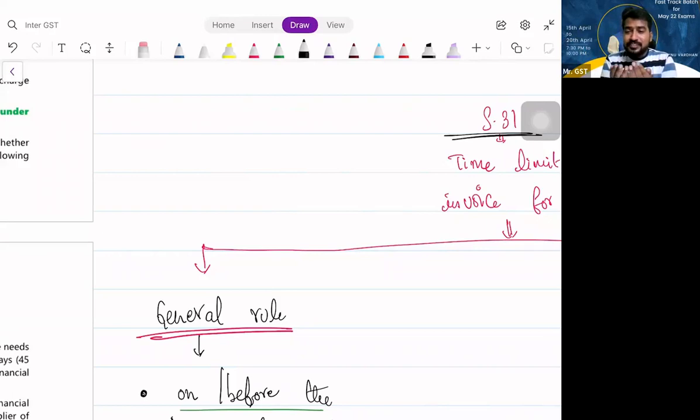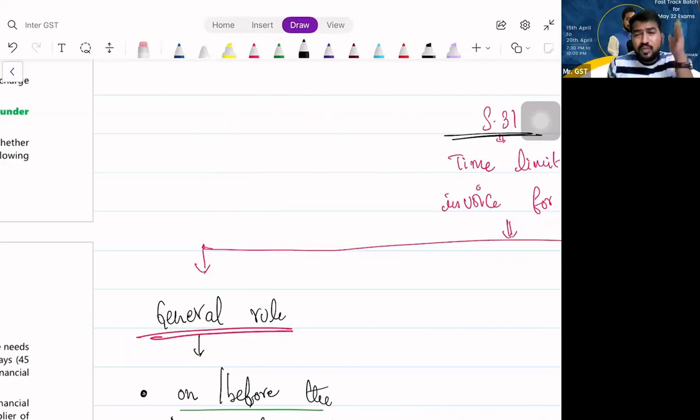Don't think whatever you get as the answer in section 31 is the time of supply. Majority of the students will make the same mistake. They will get the time limit to raise invoice, and by getting it, they will assume that they have solved the problem and write that it is the time of supply. Section 31 will give some date. Using this date, you calculate time of supply. Section 31 will give just an input data. That is not the final answer. So please always be clear with what is section 31, what is section 12, what is section 13.